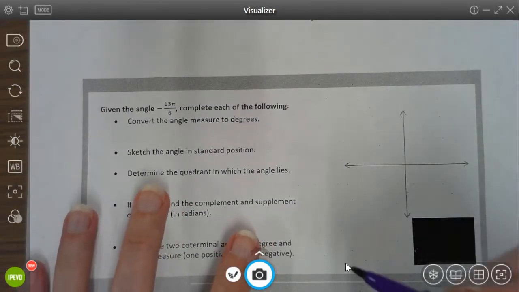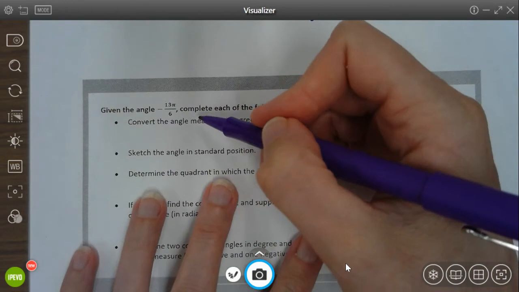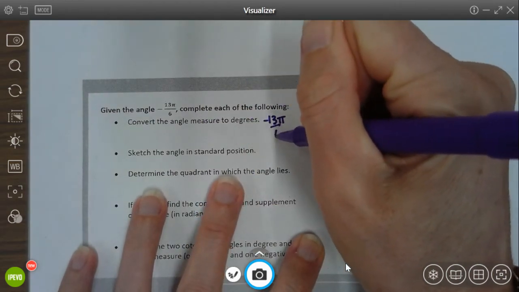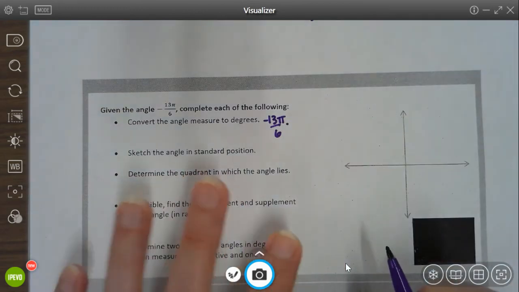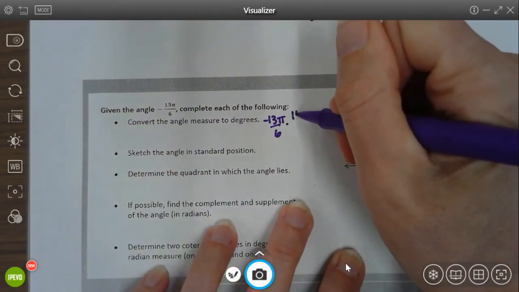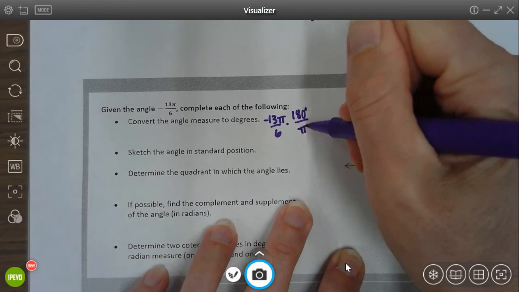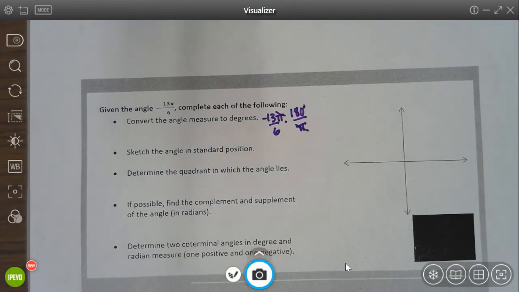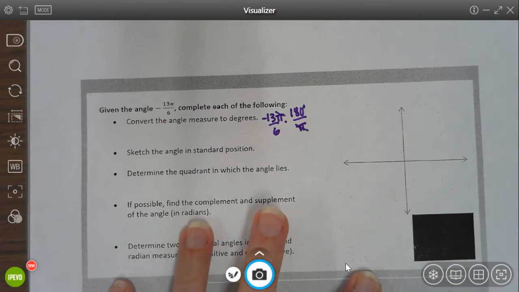To work through that, let's just look at this example really quickly. To convert the angle to degrees, I'm going to take my angle in radians. To convert from radians to degrees, I'm going to multiply by 180 degrees over pi. And then we'll multiply across the top. So we'll do negative 13 times 180 and divide by 6 and find out that this is negative 390 degrees.